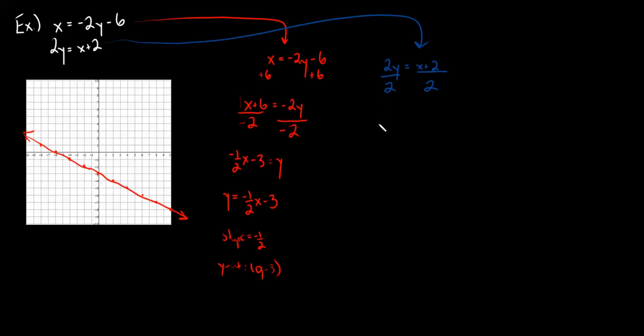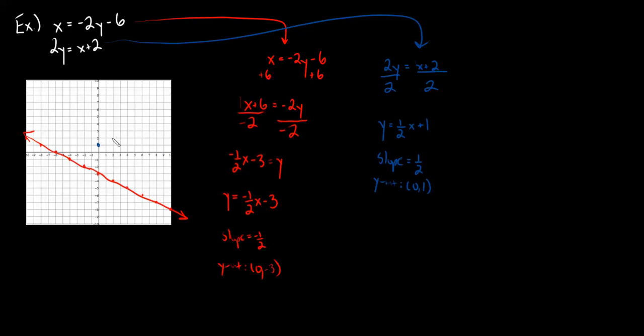So 2 divided by 2 is 1, so I'm going to have 1y, that's what I want, is equal to each side, so everything, okay? So that's 1x divided by 2, so that's 1/2 x, plus 2 divided by 2 is 1, okay? So we have this in slope-intercept form. The slope of this one is a positive 1/2, and the y-intercept of this one is (0, 1), okay? So now we can go ahead and plot this one.